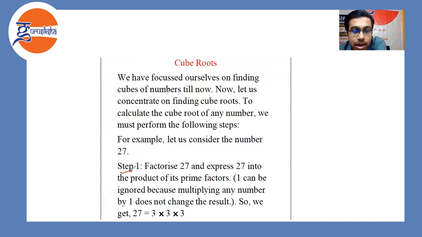So the first step will be to factorize 27 and express 27 as a product of its prime factors, because 27 can have lots of factors. If we list down the factors of 27, it can have 1, 3, 9. Even 27 itself can be considered a factor of 27. But we will consider only the prime factors of 27, and we will also exclude 1, because multiplying any number by 1 doesn't change the result. So what are the prime factors of 27? It is 3 only, because 3 is the prime factor of 27.